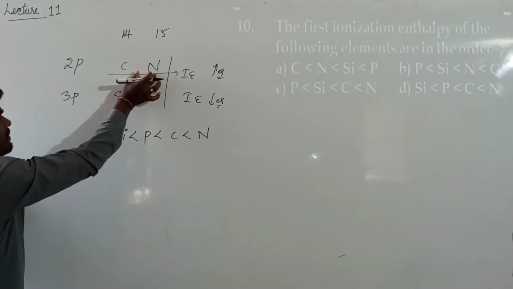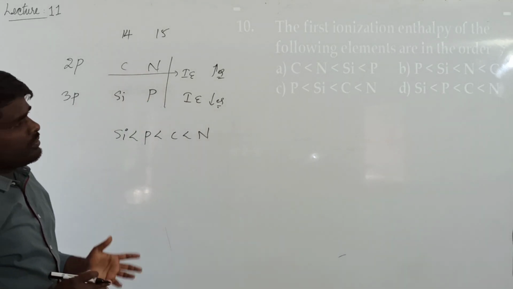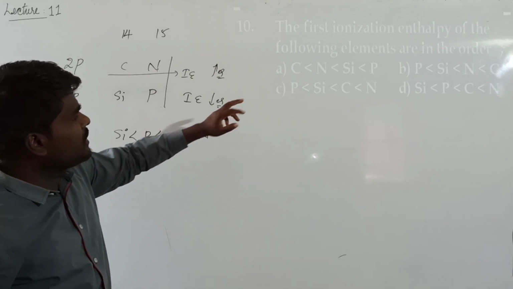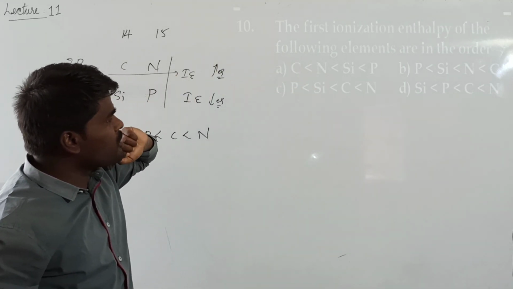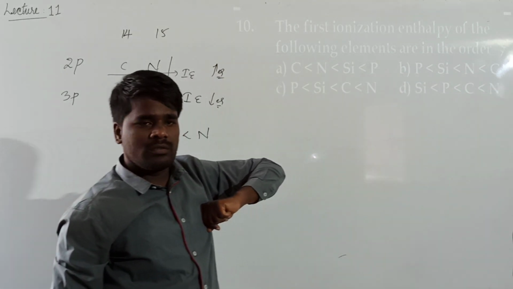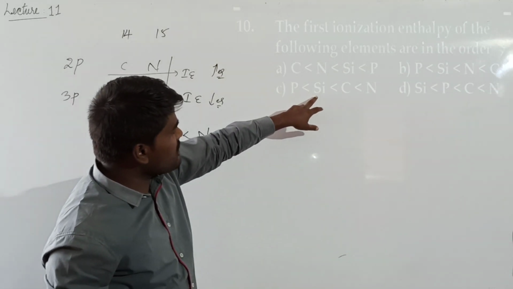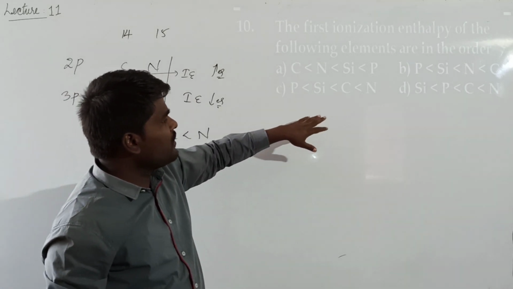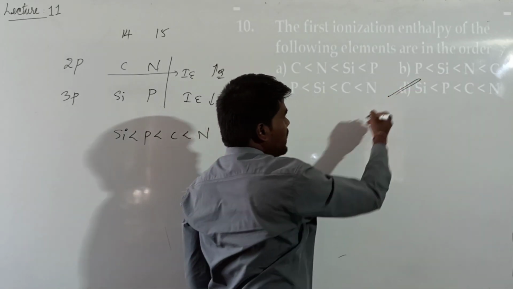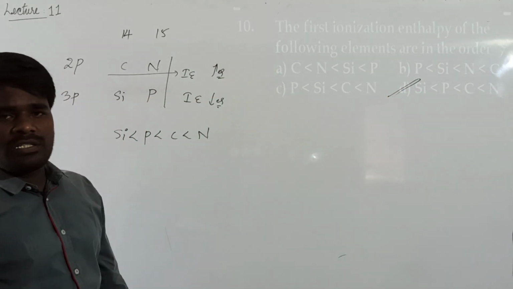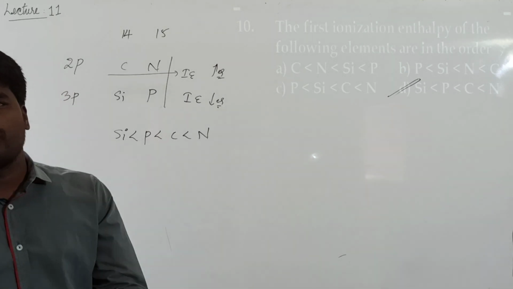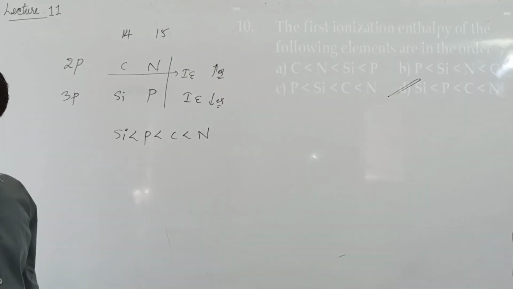In between these two, carbon and nitrogen come. So if you have an atom, you have to go with that. Let us see where we have the correct order. Carbon, nitrogen, silicon: this is absolutely wrong. Phosphorus, silicon: phosphorus should be greater than silicon, so this is also wrong. Here, silicon, phosphorus, carbon, nitrogen is the correct increasing order of the ionization energy of the second and third period elements that belong to the 14th and 15th group. Hope it is clear.